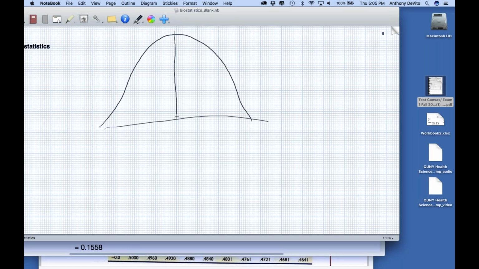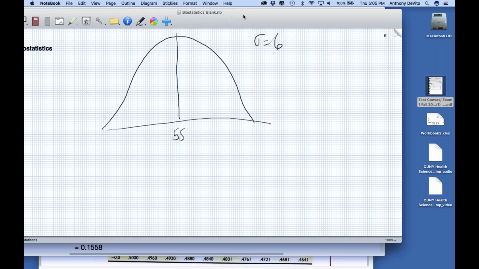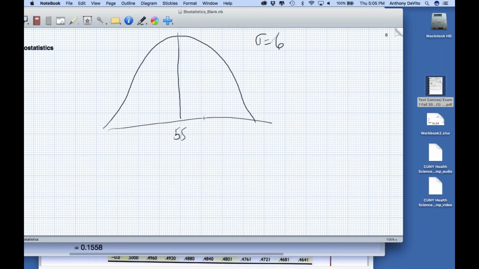Same distribution. Okay, 55 inches was the average. Standard deviation was 6. And we're looking for the probability of being between 60 and 65 inches. Well, both of those are to the right of the mean, right? Okay, that's 60 and that's 65. So we're looking for this area in here. Okay, notice the table only works to the left, right?